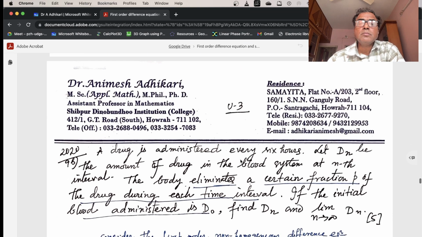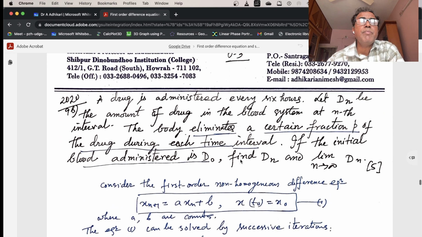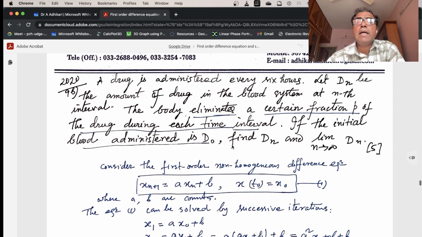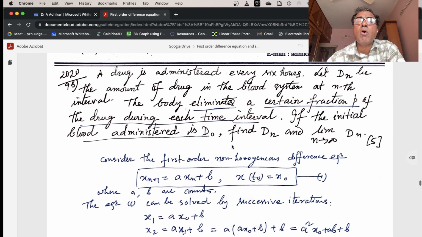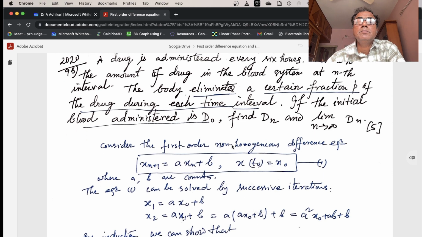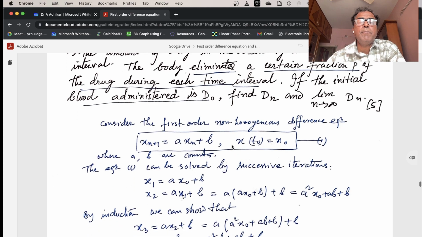Now a question from the 2020 university paper: a drug is administered every 6 hours. Let D_n be the amount of drug in the blood system at the nth interval. The body eliminates a certain fraction p of the drug during each time interval. If the initial dose administered is d0, find D_n and the limit as n tends to infinity of D_n.